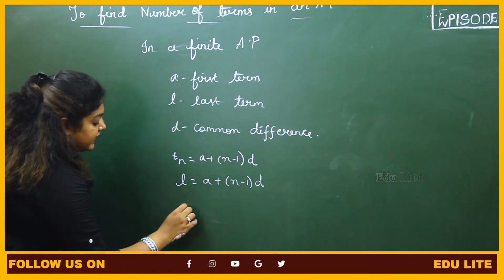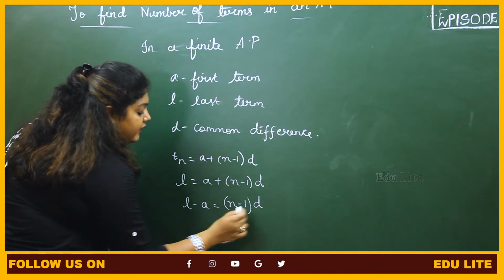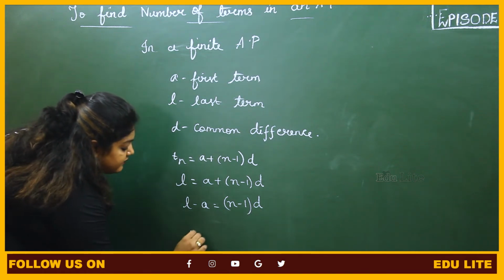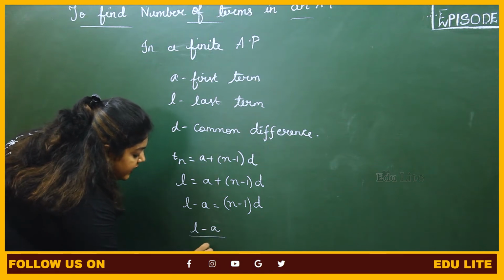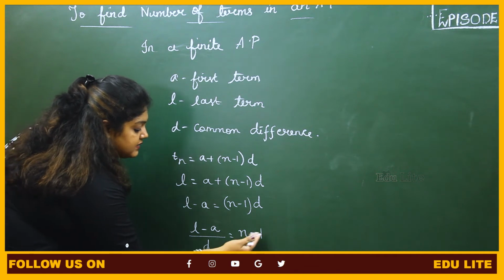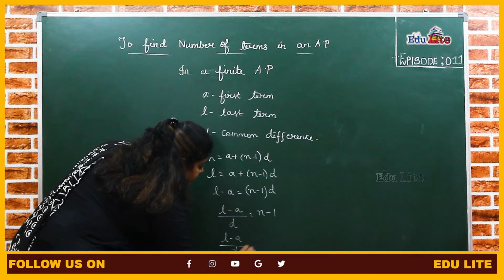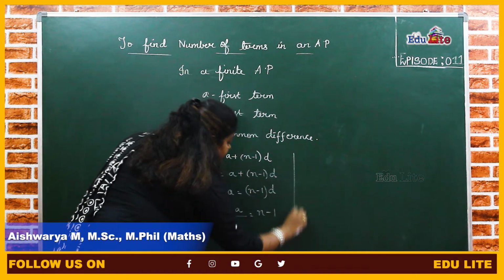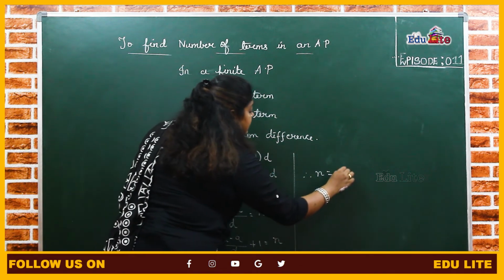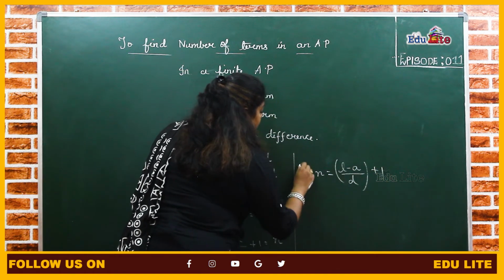If I take the a to the other side, it will become L minus a equals n minus 1 into d. On the right side, d is in multiplication. If we bring it to the left side, it will come to division. Therefore, it will become L minus a by d equals n minus 1. I want only the value of n. So, we take minus 1 to the other side, it will become plus 1. L minus a by d plus 1 equals n. Therefore, when we are asked to find the number of terms in an AP, we can use the formula n is equals to L minus a by d plus 1.